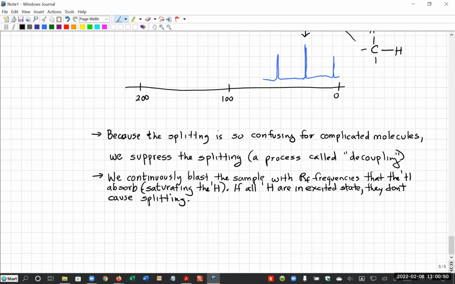So what would happen then is, in the decoupled spectrum, there would be no splitting. It would just collapse down to one peak. And so we would see a peak for every different unique equivalent type of carbon.